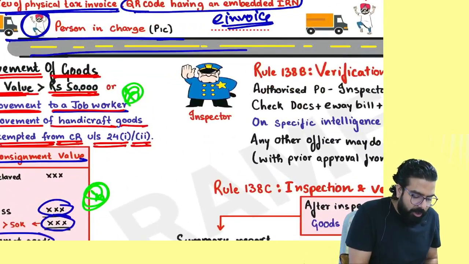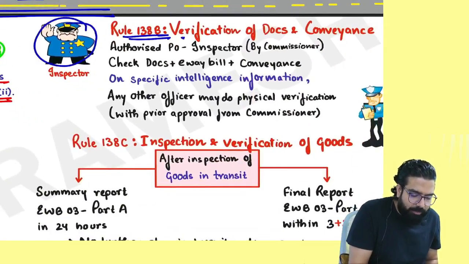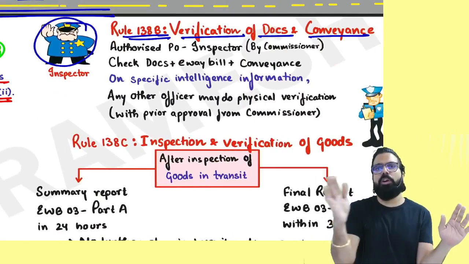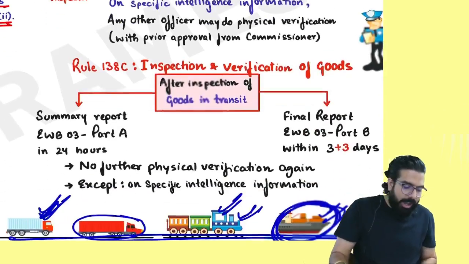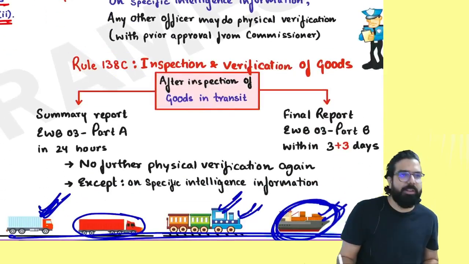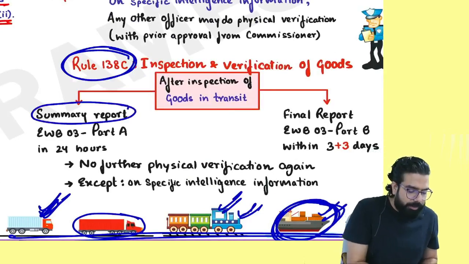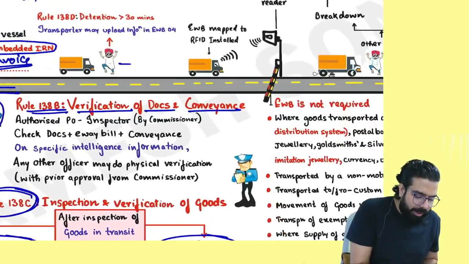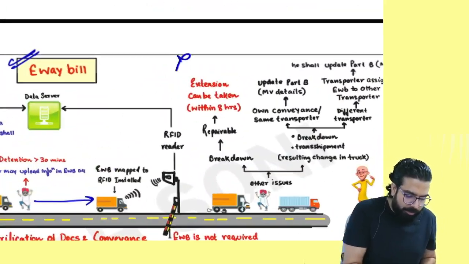Now listen, when you are going on the way, what will happen? Rule number 138B says verification of the document and conveyance. This is just for your knowledge. When you are going on the way, the officer will stop you and do the verification. After he has done the verification, rule number 138C says he will go online and upload the summary report and a final report. This is just for your knowledge, and now you can continue your journey. This above part is not important.